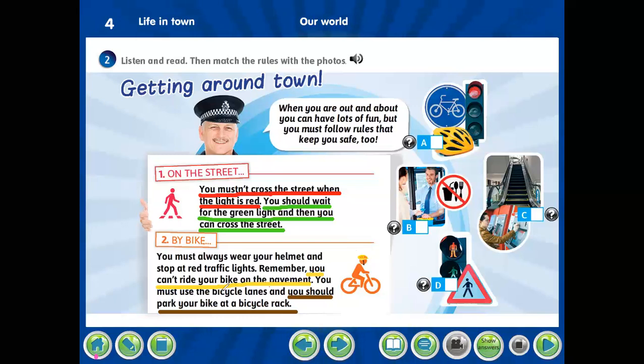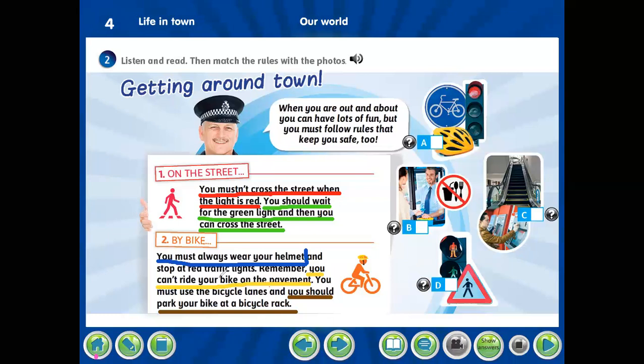Read, please, read. In the number two, by bike. By bike, you must always wear your helmet and stop at red traffic light. Remember, you can't ride your bike on the pavement. You must use the bicycle lanes and you should park your bike at a bicycle rack. Okay, thank you, Angel. Yeah, you read the article, not the paragraph, this paragraph. But we need to identify. The rule is this, no? You must always wear your helmet. This is another, no? One idea, not finishing this part.